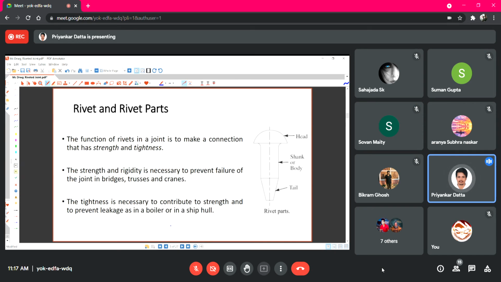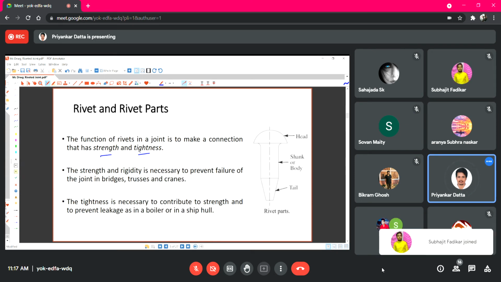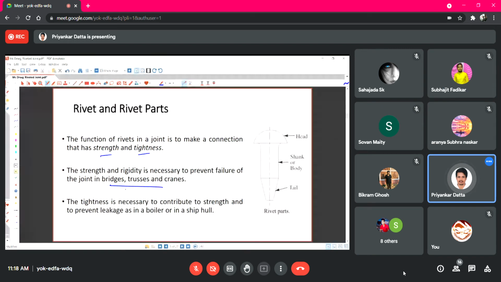Now, two important factors are there. One is strength and another is tightness. So these two factors are ensured when we use riveted joints. So that is why we are still using riveted joints in these cases. Say, for example, bridges and trusses, there we require strength and rigidity. Definitely, we require. And also, when this tightness is present, that means we are trying to prevent leakage, and that also helps in increasing the durability or the strength of the overall joint.